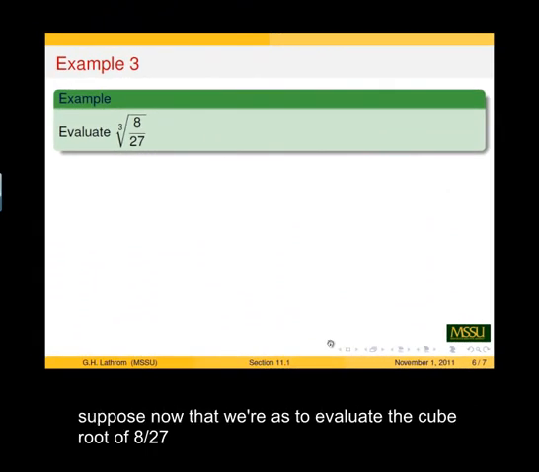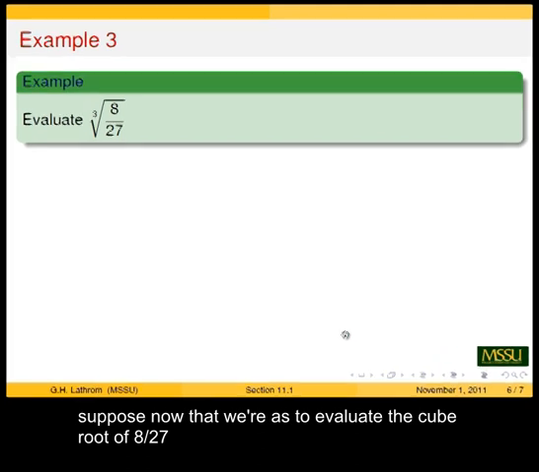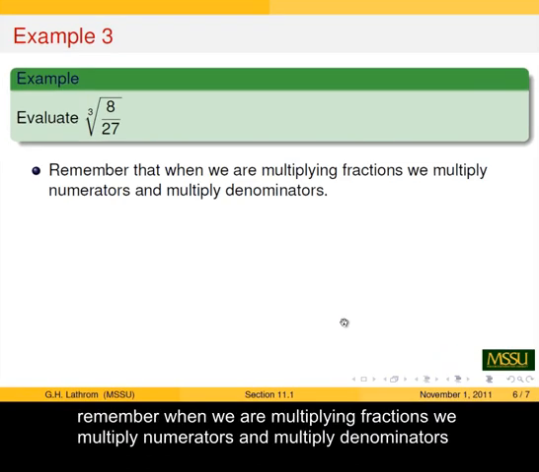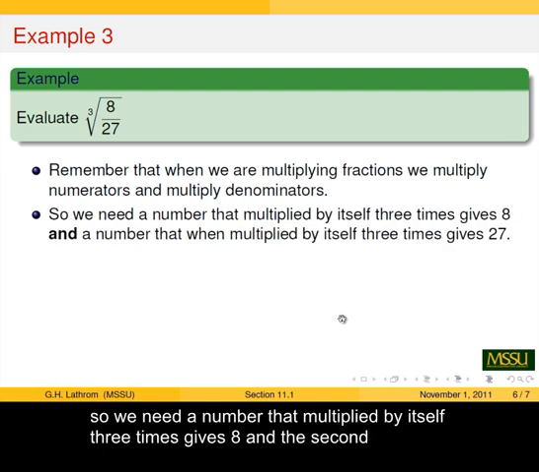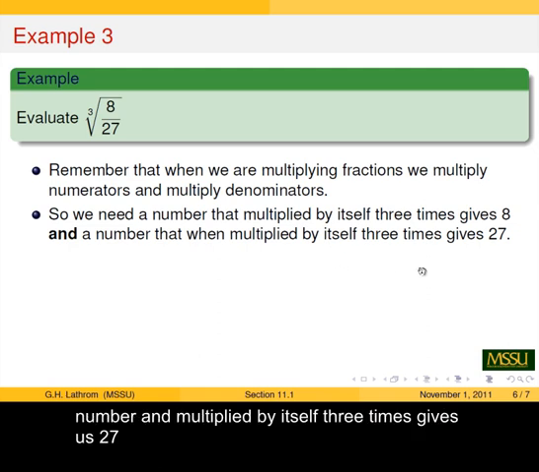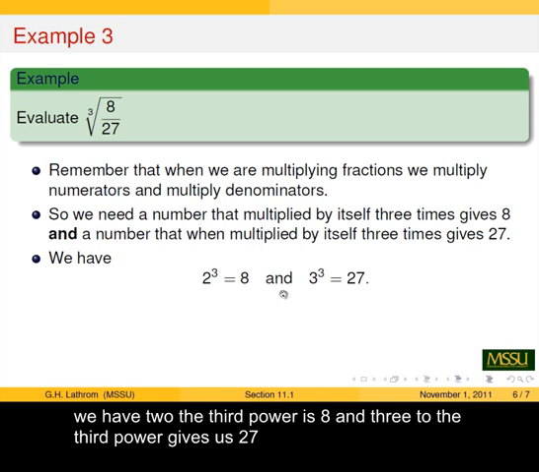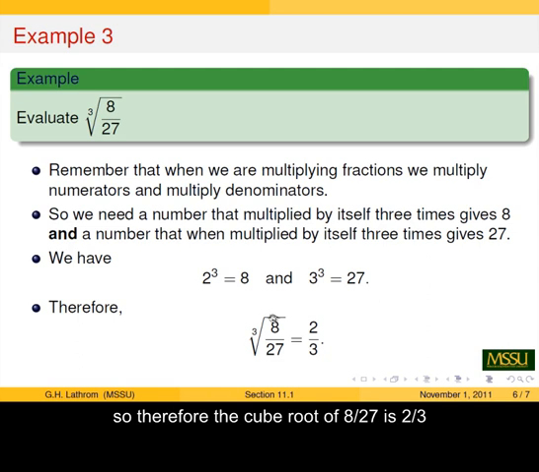Suppose now that we are asked to evaluate the cube root of 8/27. Remember that when we are multiplying fractions, we multiply numerators and we multiply denominators. So we need a number that multiplied by itself 3 times gives us 8, and a second number that when multiplied by itself 3 times gives us 27. We have 2 to the third power gives us 8, and 3 to the third power gives us 27. Therefore, the cube root of 8/27 is 2/3.